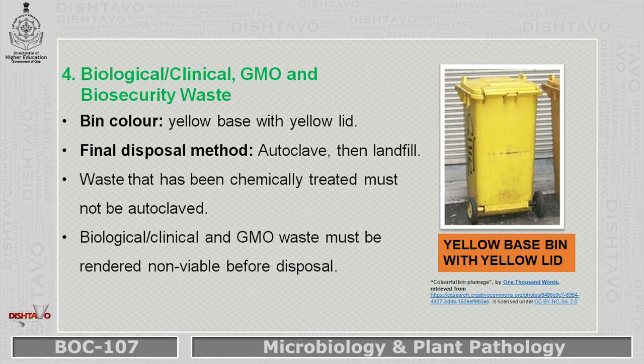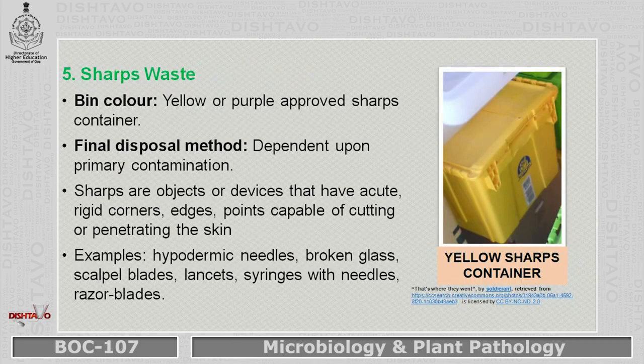The final disposal method is autoclave, and then landfill. Waste that has been chemically treated must not be autoclaved. Biological, clinical and GMO waste must be rendered non-viable before disposal. This image shows the yellow base bin with yellow lid. Next is sharp waste. Here yellow or purple approved sharp containers are used to dispose of the waste. The final disposal method here depends upon the primary contamination of the waste.